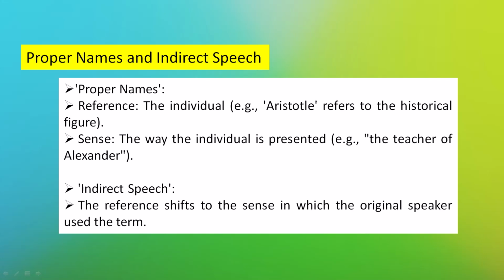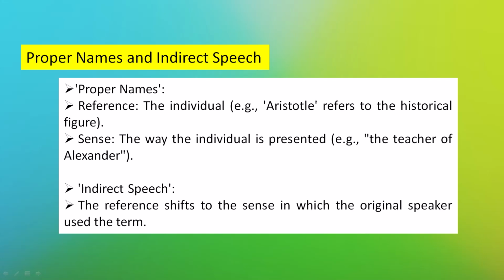Different people might associate different senses with the same name, depending on how they think about the referent, but the reference remains the same. For example, a student of political science called him the father of political science, and a student of philosophy called him the father of logic. Both students have different senses but the same referent.